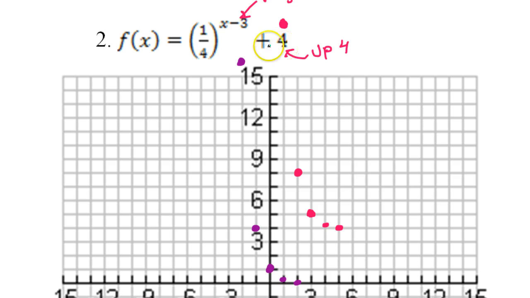Wait, let's do the asymptote first. The asymptote will be at +4. Show it as a dotted line. Alright, now draw a smooth curve through your 5 points. Make sure your curve goes all the way to the edge of the graph and all the way up. So your final graph should look something like this.